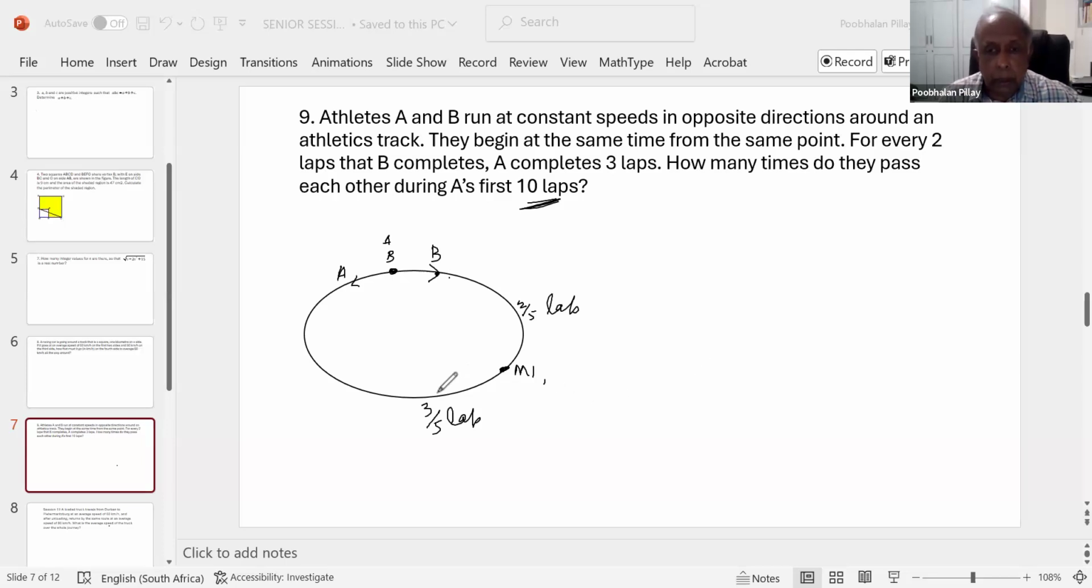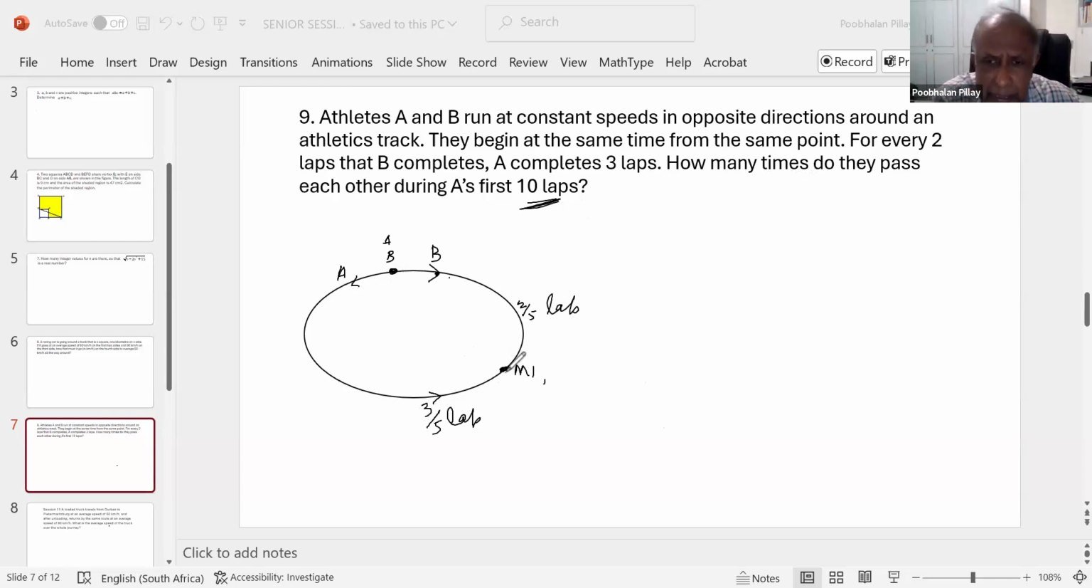Now they continue. A carries on, and B carries on, and they will meet like this several times. So the question is, how many times do they pass each other when A has covered 10 laps? In other words, A has covered 1, 2, 3, and so on. That looks like a very difficult problem. But there's a very cute, very nice way of doing this.